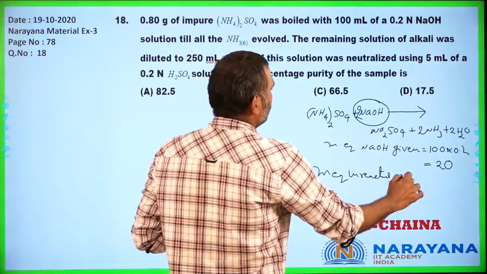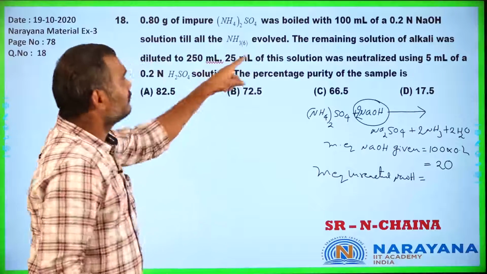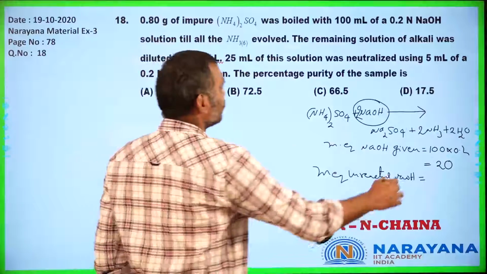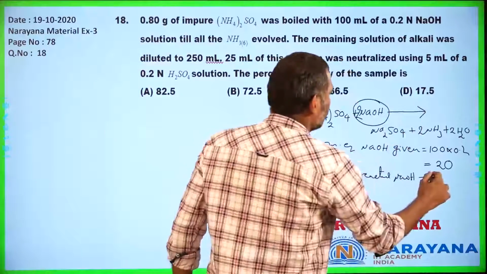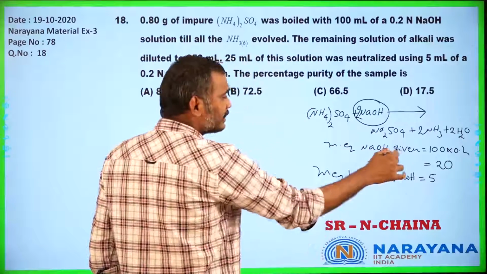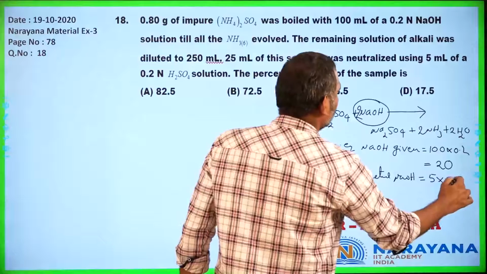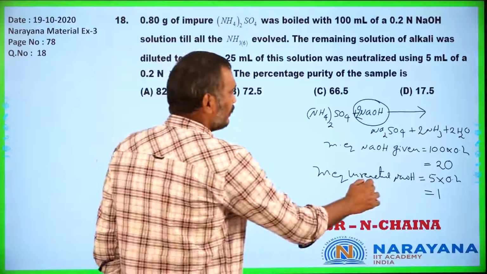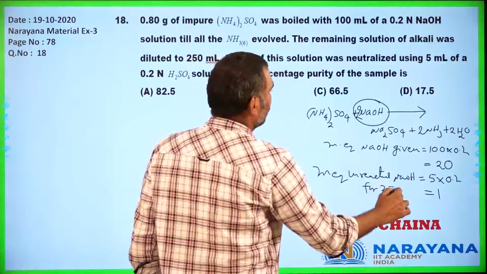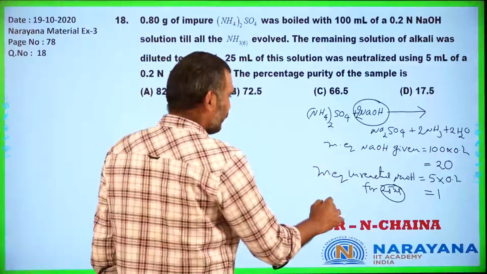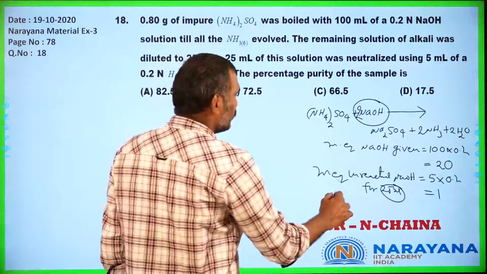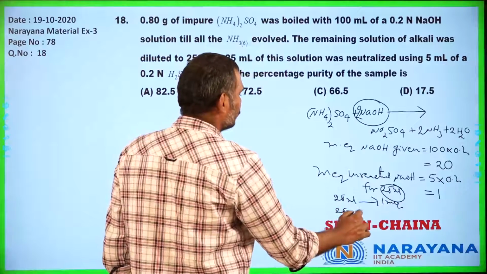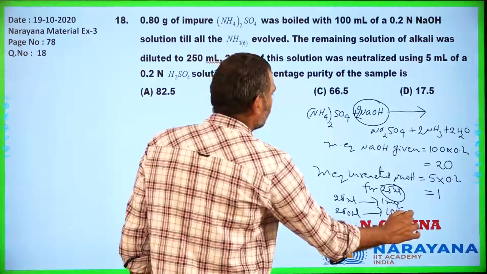Unreacted NaOH is equal to, is this totally taken? No, 25 ml was only taken. Milli equivalence of unreacted is equal to how much? 5 into 0.2 N. Milli equivalence of unreacted sodium hydroxide is equal to 5 into 0.2 N. That is 1 milli equivalence for how many ml? 25 ml. So observe the logic. For the given 250 ml, 25 ml is 1 milli equivalence, then for 250 ml, that is equal to 10 milli equivalence.